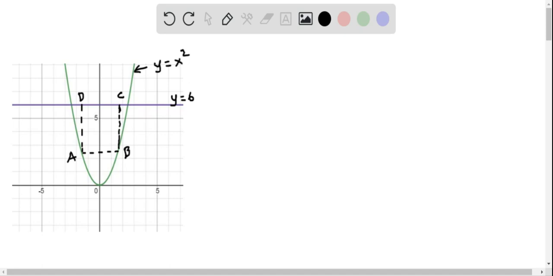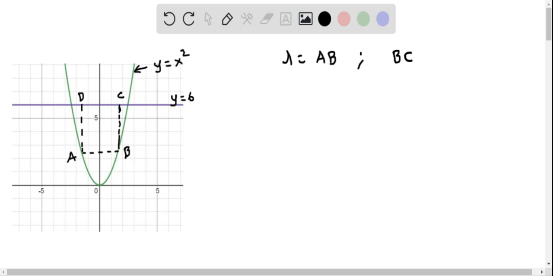To find the maximum area of this rectangle, we need the expression for the length and the height of the rectangle. The length of this rectangle is AB, and the height of the rectangle is BC.